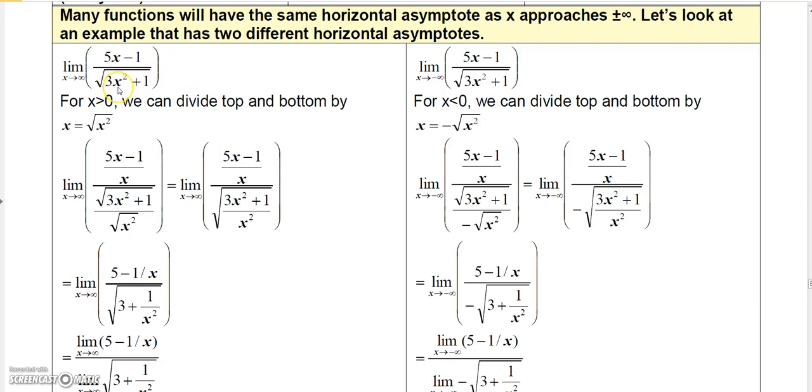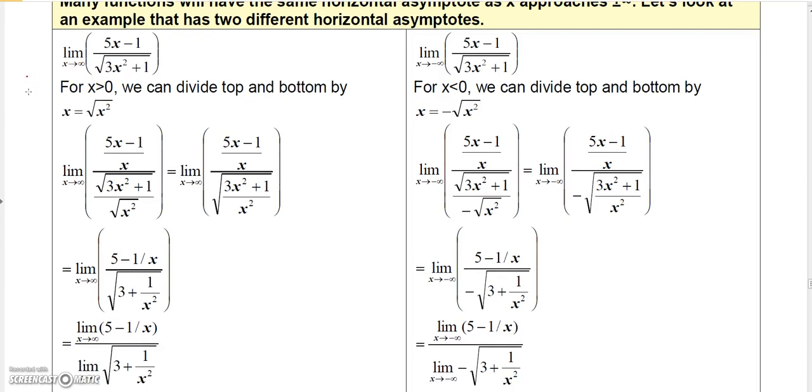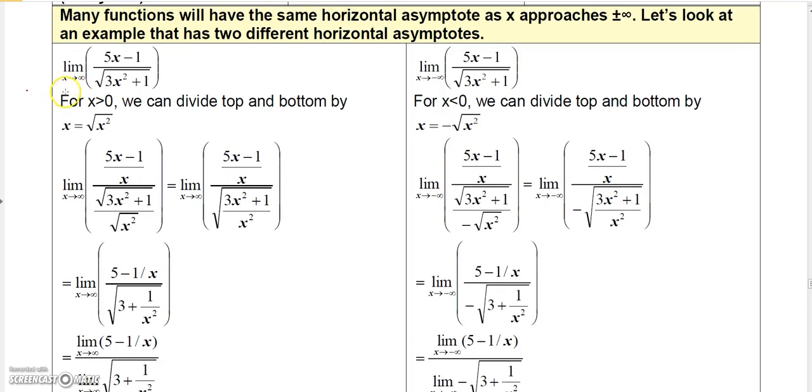But here's a function that would not have the same asymptote. And I'm going to show you this. It's a little tricky. And you probably don't even need to worry about this unless you're a calculus student. If you're a business calculus student, I'd just skip this. Okay, so let's talk about what happens when x goes to infinity.